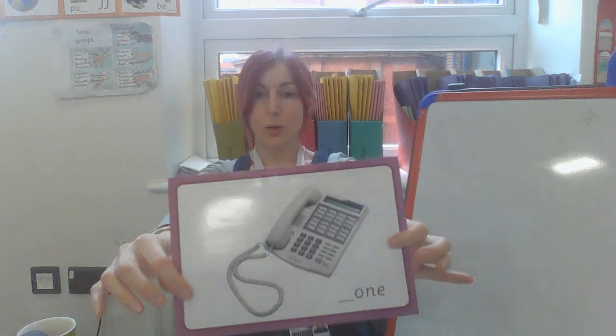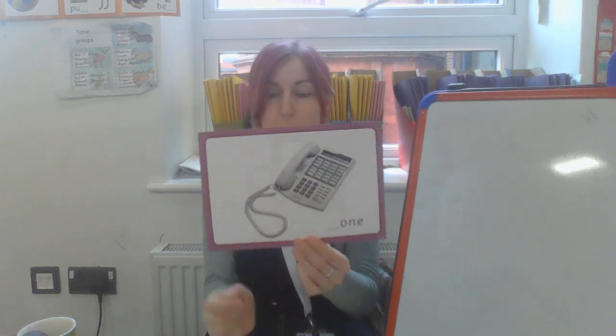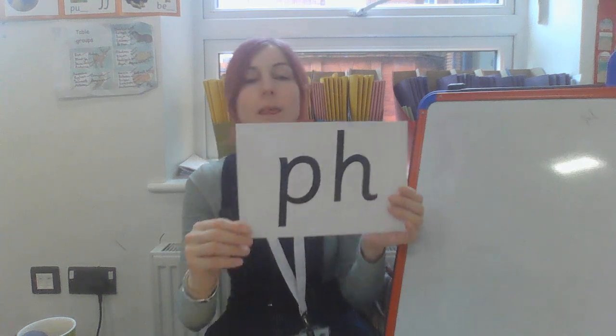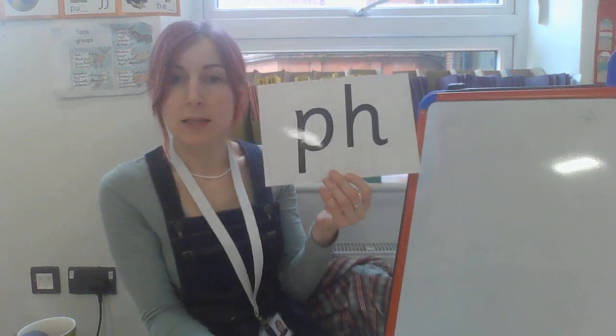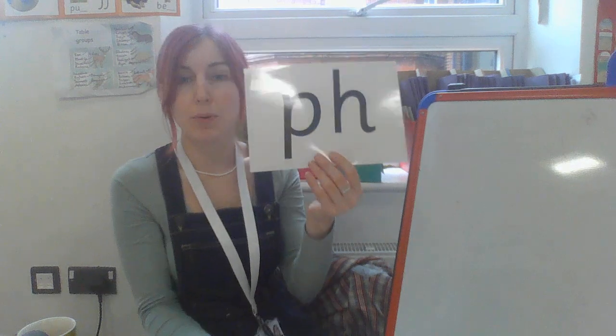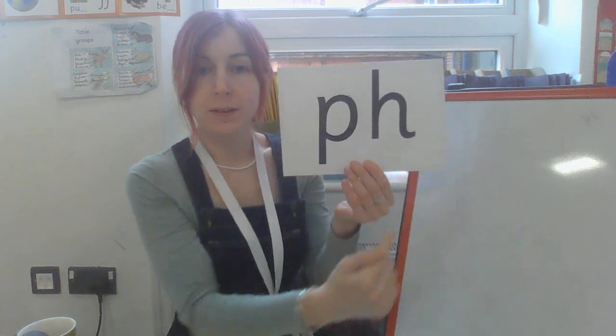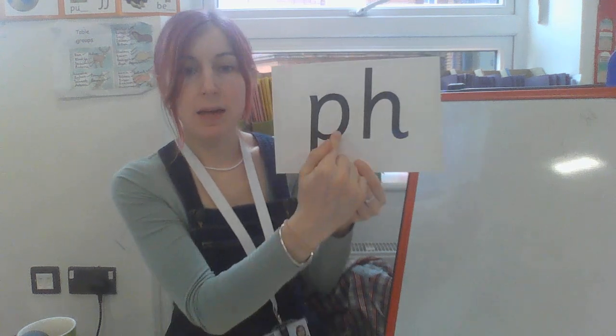Okay. Now we are going to have a look at what our new sound today is. Here's a clue. It's a picture of a phone. And the sound is f. Okay, let's look at the letters that are in this sound and use our magic pencils to practice the letter formation. So the sound is f, and the letters are P and H.